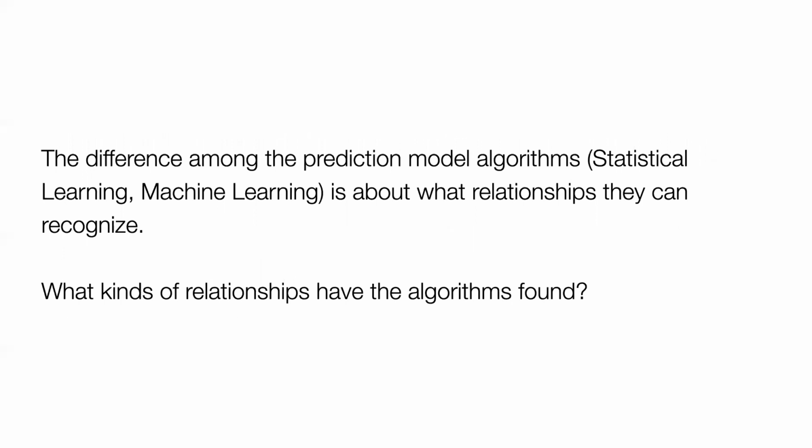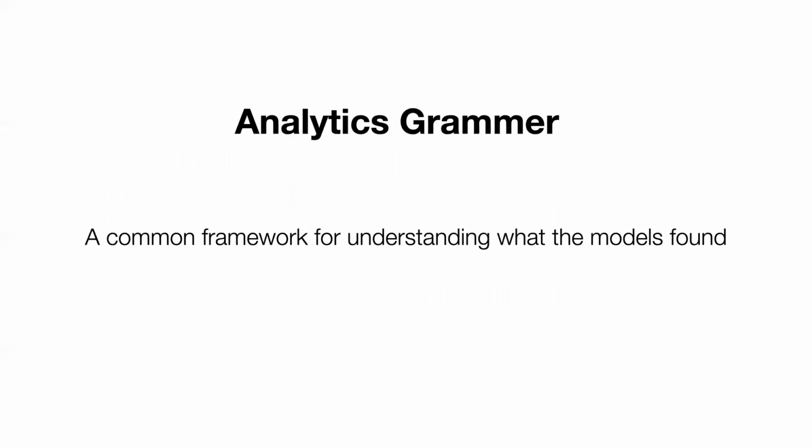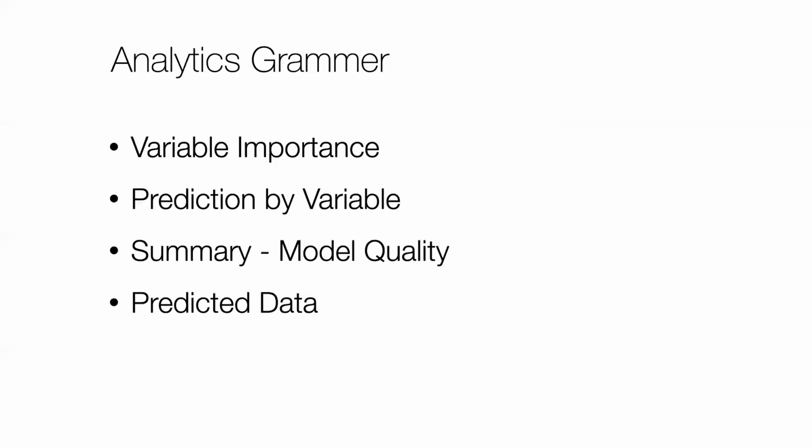One of the challenges of interpreting models is that they're a mix of statistical learning and machine learning, and even within each there are variations. So you sometimes get different types of information or different insights, but they're really about finding a relationship in the data. If that's the case, can we have at least a common framework to understand the relationships the model found in an effective, more intuitive way? That is the analytics grammar, a common framework for understanding what the models found. The analytics grammar we define here is variable importance, prediction by variables, model quality, and the predicted data.